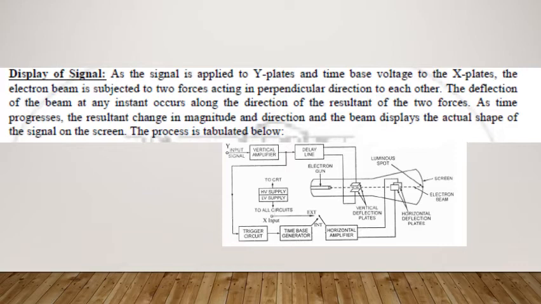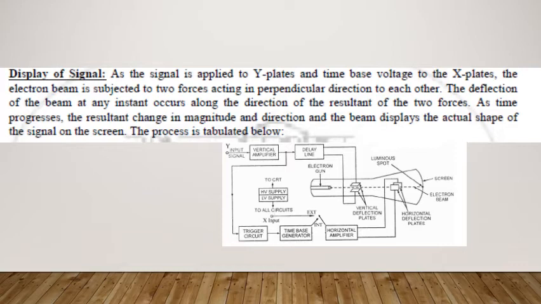Now we will discuss the display of the signal. As the signal is applied to the Y plate and the time-base voltage to the X plate, the electron beam is subjected to two forces acting perpendicular to each other. Due to your signal, it will move in the vertical direction, and due to the time base, it will move in the X direction. So finally, the electron will move along a resultant of these two.